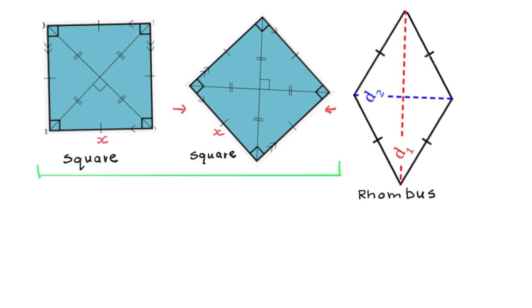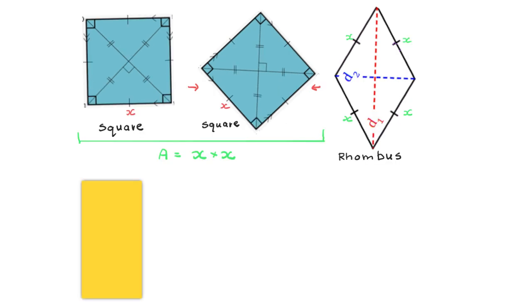To calculate the area of the square, it's just one length times the other, so it's x times x. Even though the sides of the rhombus are all equal, the area will not be x times x. I want you to consider now a rectangle with one length x and one length y, so that the area is equal to x times y.